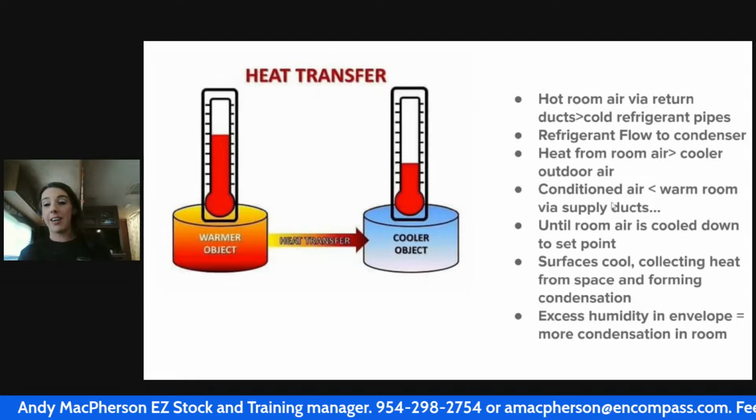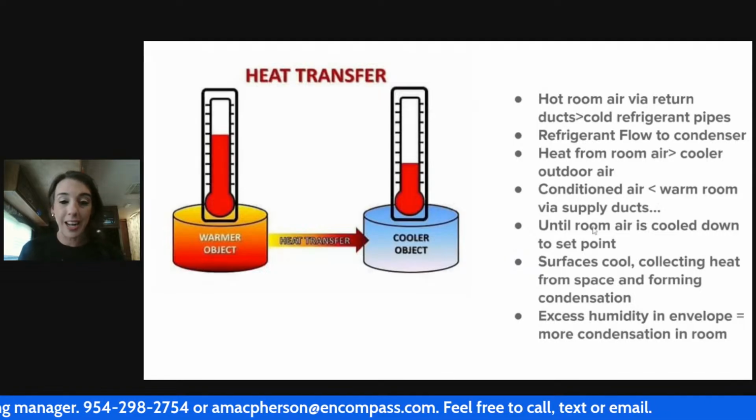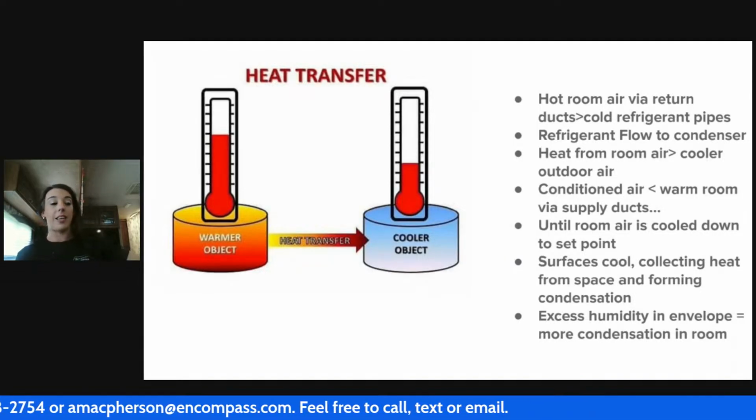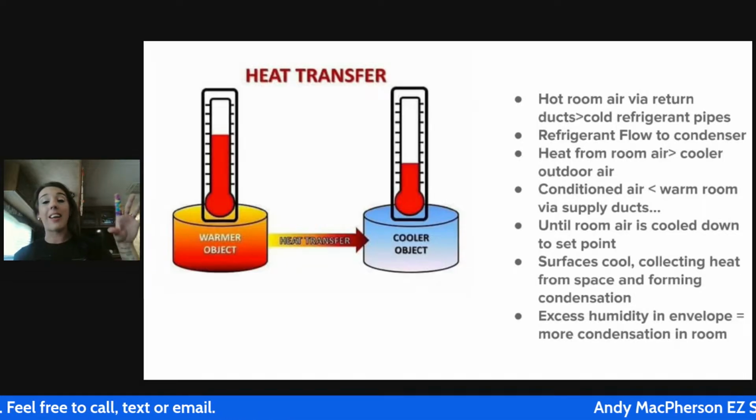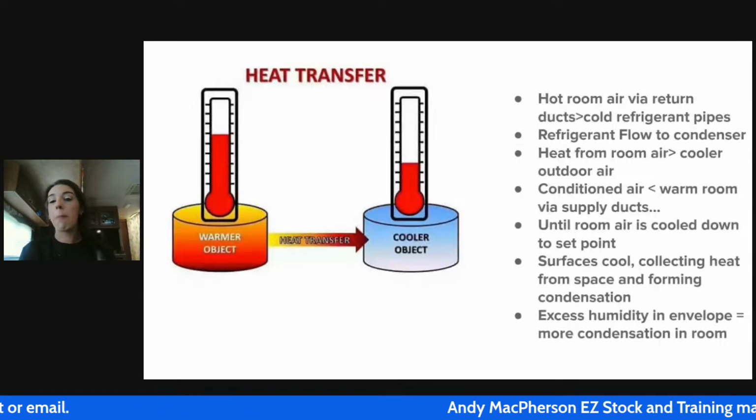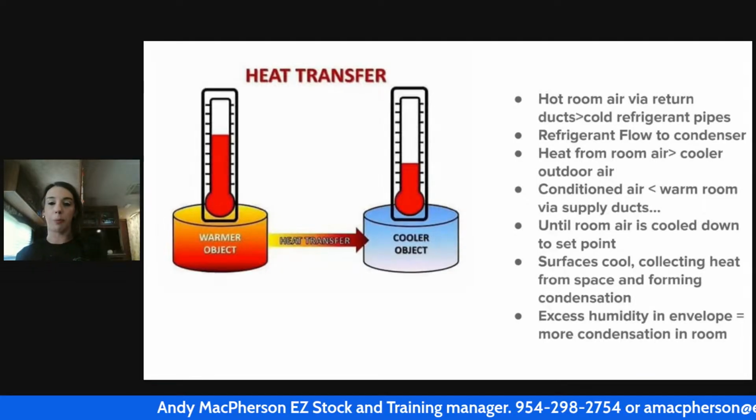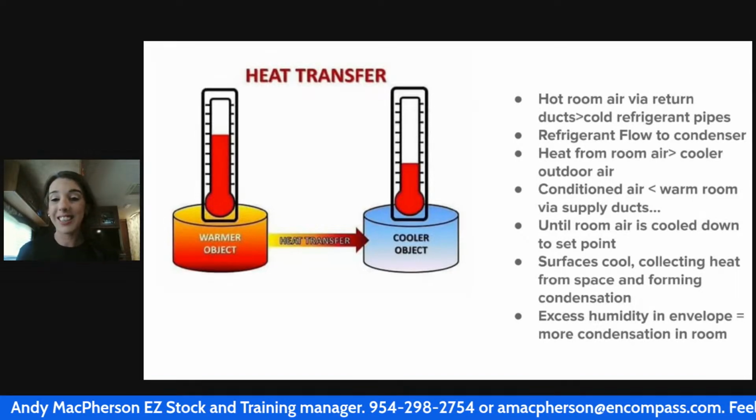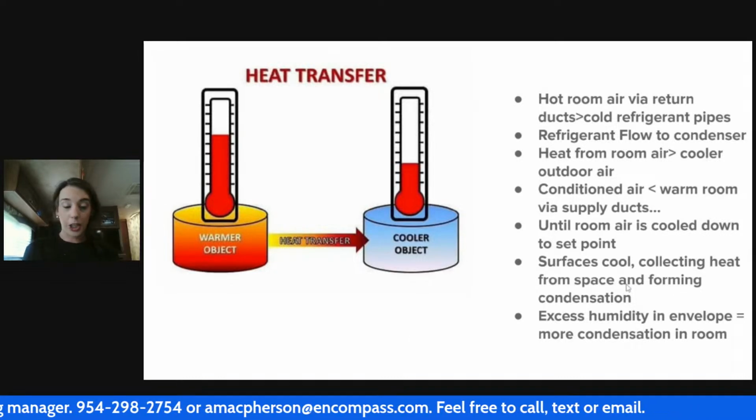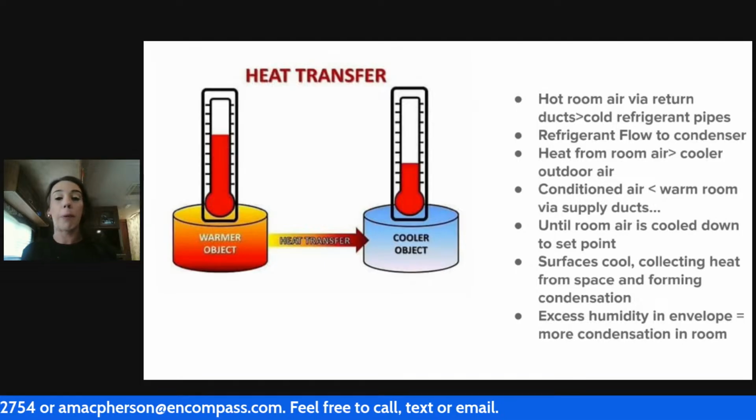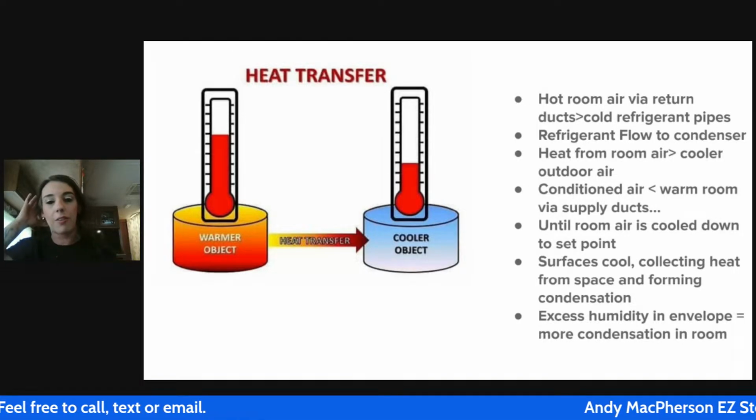So the conditioned air goes back to the warm room via the supply ducts. After we've passed it past the evaporator coil, after we've rejected the heat out of the condenser coil, that same air, not new cold air, but that same air that we removed the heat from is going to blow back into the room via the supply ducts. And that is air conditioning. That's what that is. Once the room is cooled down to set point, it'll shut off, right? Because we don't need to complete that process anymore. And once it starts to rise again, it'll kick back on and start that whole process all over again.